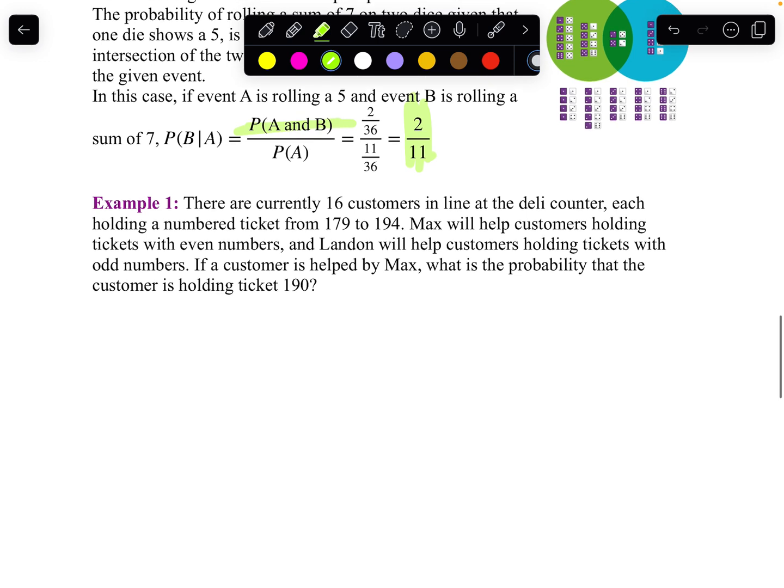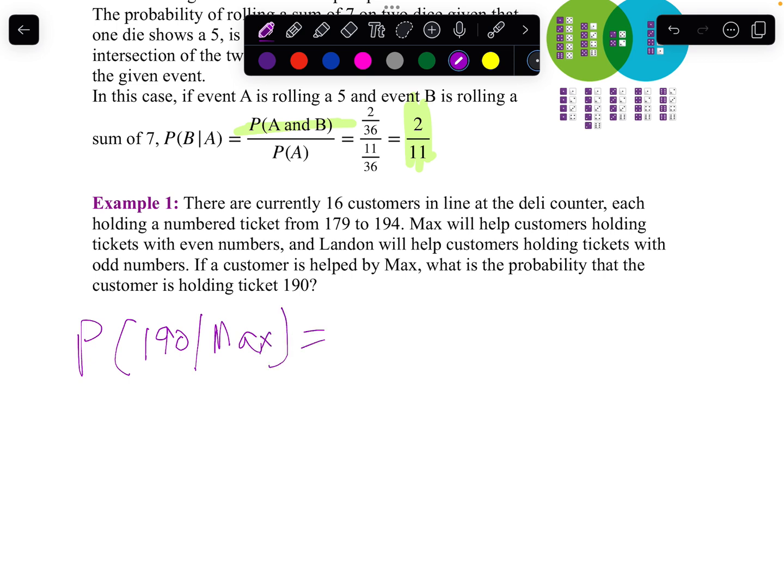Let's apply that to a problem. There are 16 customers in line at the deli counter, each holding a numbered ticket from 179 to 194. Max is going to help the customers with even numbers, and Landon is going to help the customers with odd numbers. If a customer is helped by Max, what's the probability that the customer is holding ticket 190? So if I take a look here, I'm really asking, what's the probability that you have ticket 190 given that you've been helped by Max?